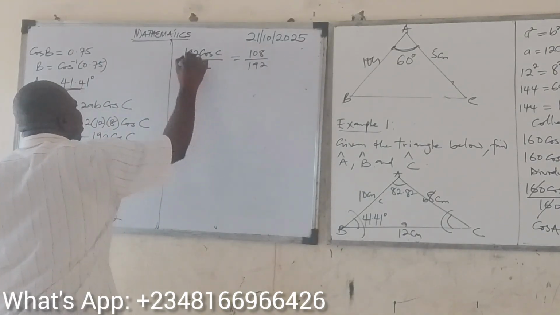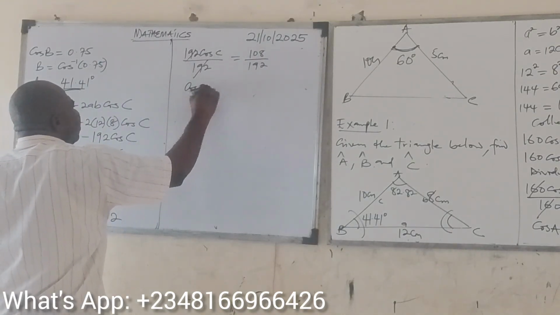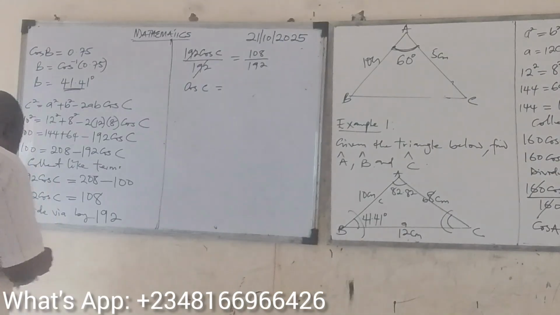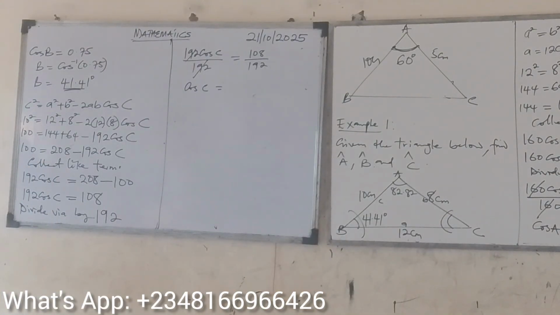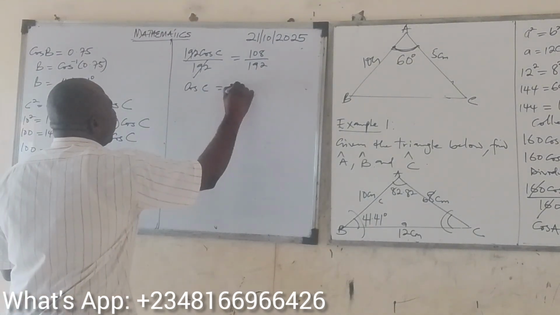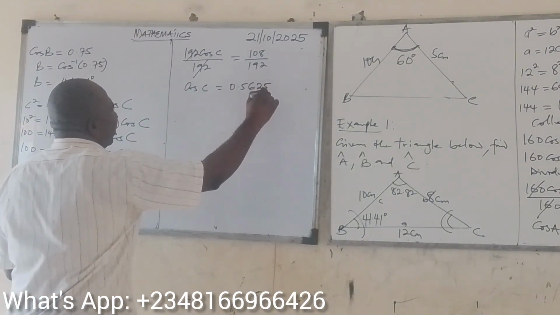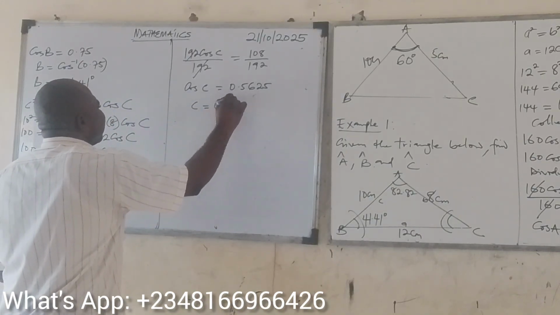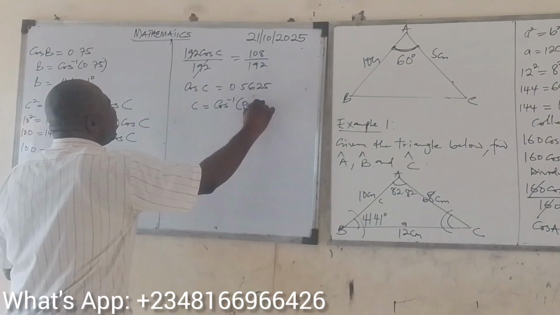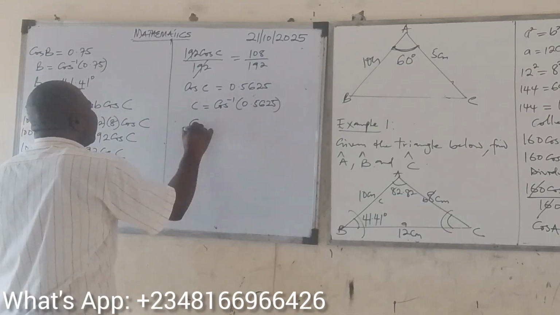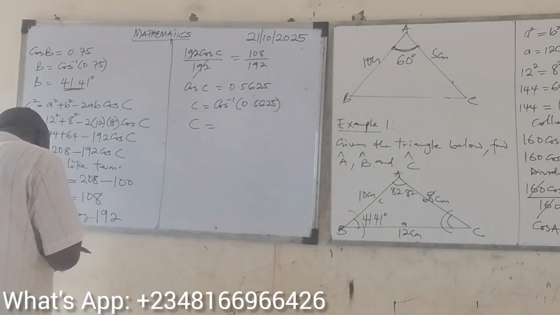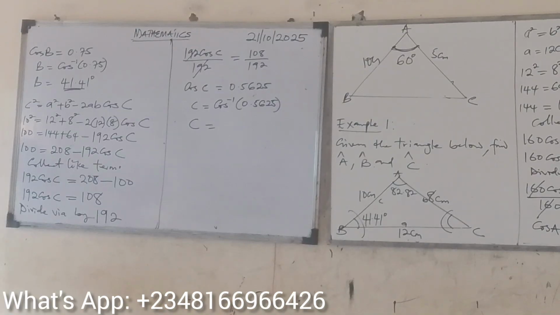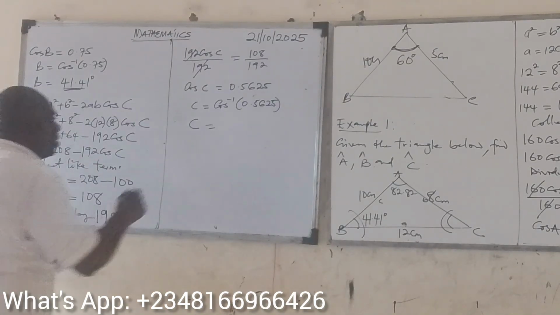So this 192 will go with this, and we have cos big C will be equal to 108 divided by 192. That will give us 0.5625. That's the value of cos big C. It means our C now will be cos inverse of 0.5625. So C will be equal to shift cos inverse of answer, which gives us 55.77.